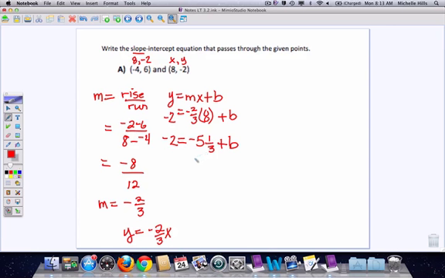I want to solve for b, so I'm going to add 5 1/3 to eliminate that negative 5 1/3. And the addition property of equality says if I do this to one side, I need to do it to the other side of the equation. So negative 2 plus 5 1/3 is 3 1/3 equals, double checking, yep, this is 0, so all that's left over there is b. So negative 2/3 x plus 3 1/3.